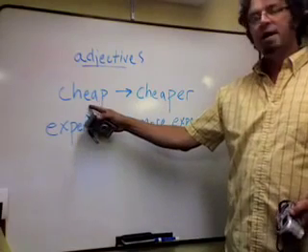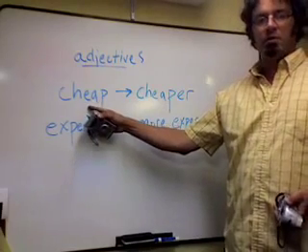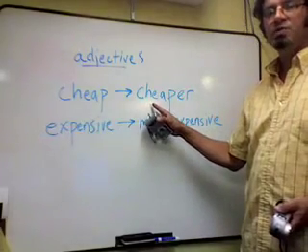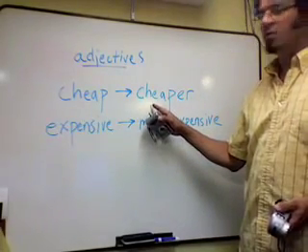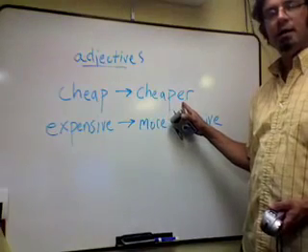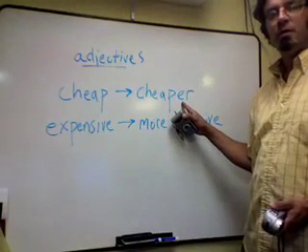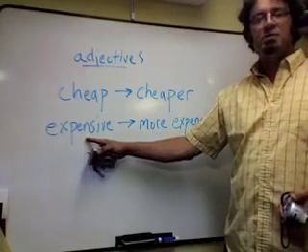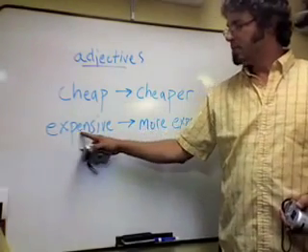The word cheap has only 1 syllable. Cheap. 1-syllable words in the comparative form add the ER. Cheaper. Expensive has 3 syllables. Expensive.